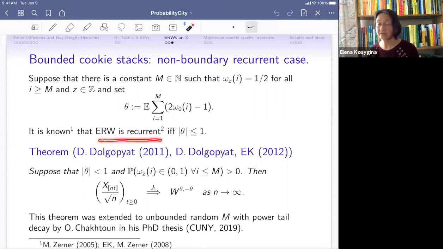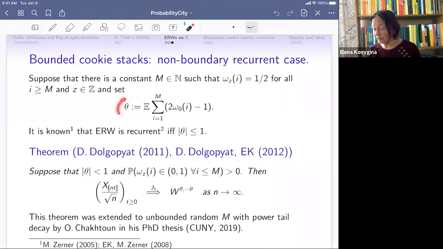So when I say recurrent, it means lim_inf is -infinity, lim_sup is positive infinity, and the starting point is visited infinitely many times with probability 1. So suppose we have bounded cookie stacks, meaning that there is a constant m, so that in your infinite pile of cookies, each cookie after the mth one, actually strictly greater than m here, has drift 0. So you can think that you've eaten m cookies and no cookies are left. You just make an unbiased jump from that site from now on.